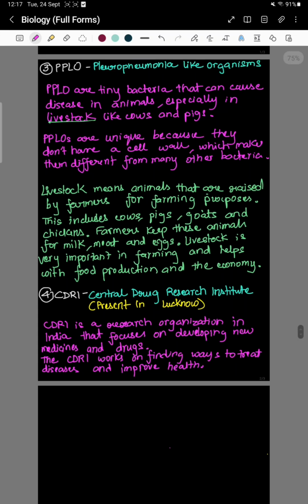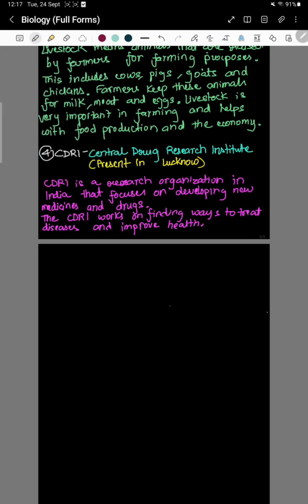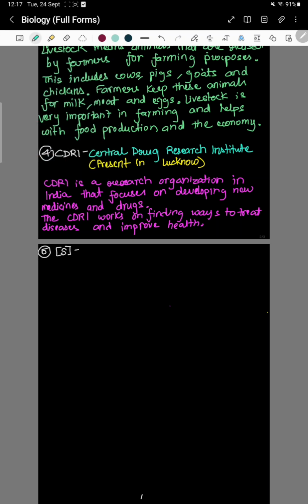Okay, next, number 5. This one. This is concentration of substrate. Concentration of substrate.